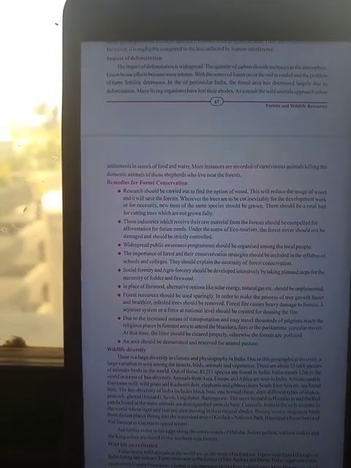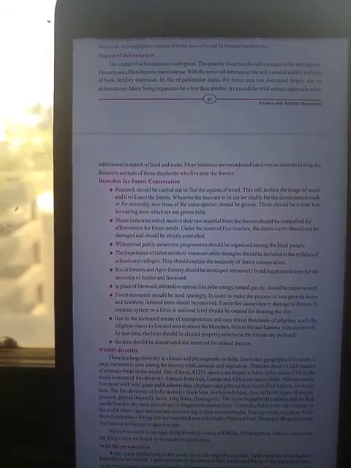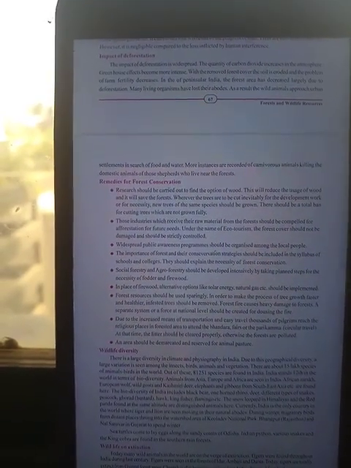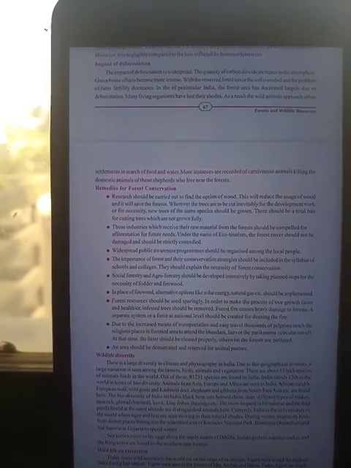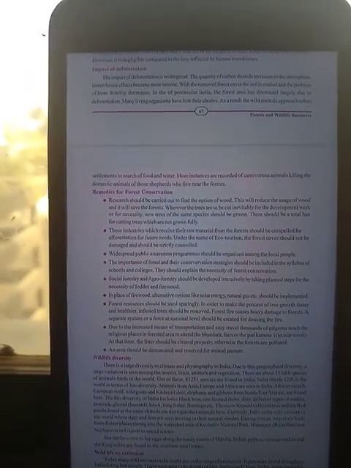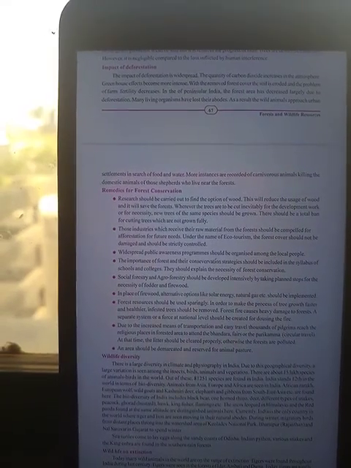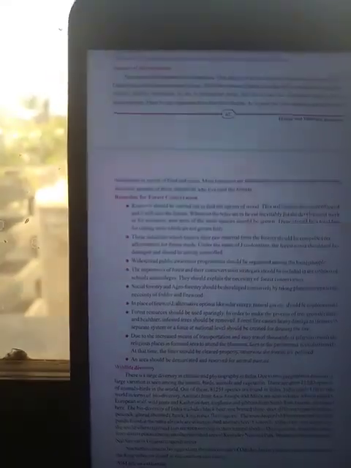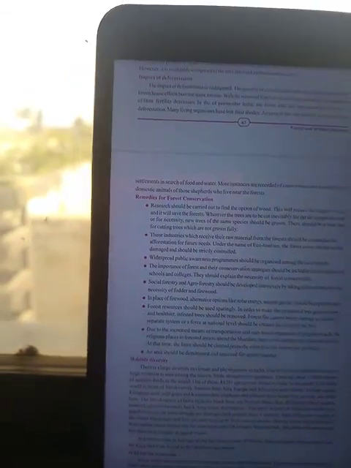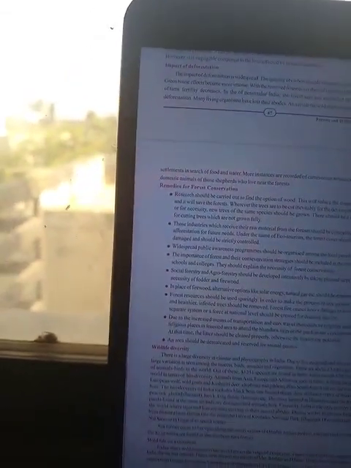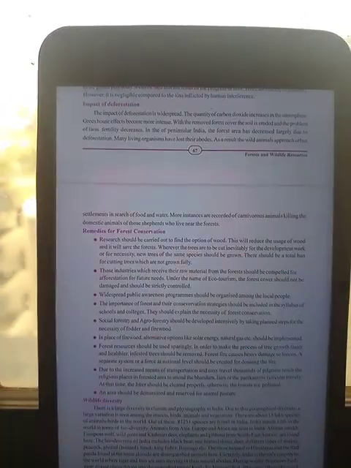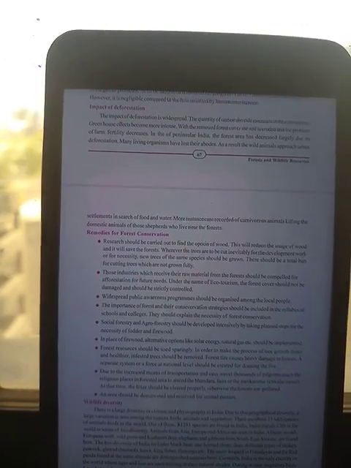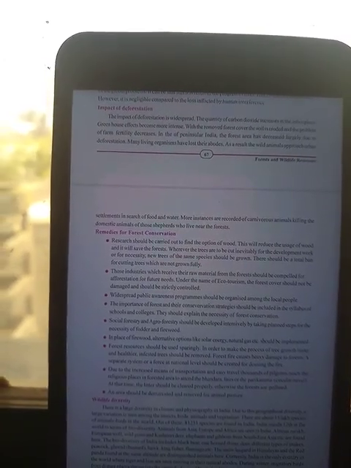Then next, those industries which receive raw material from the forest should be compelled to do afforestation for future needs, under the name of ecotourism. The forest cover should not be damaged and should be strictly controlled. Means industries that use raw material, for example paper companies using wood from the forest, should be compelled to do afforestation.